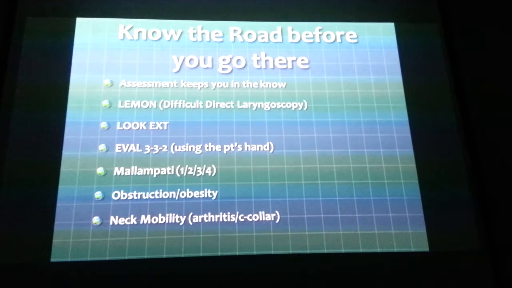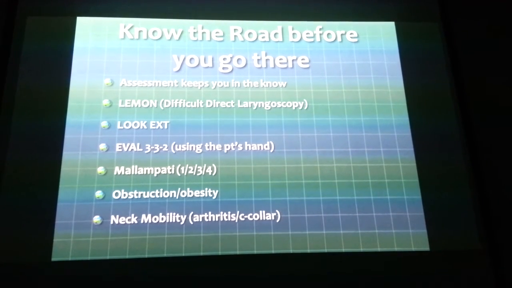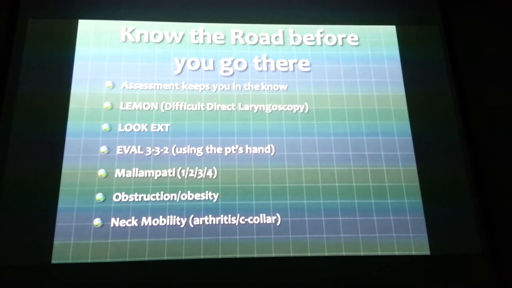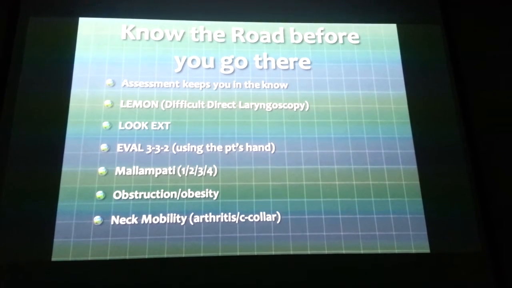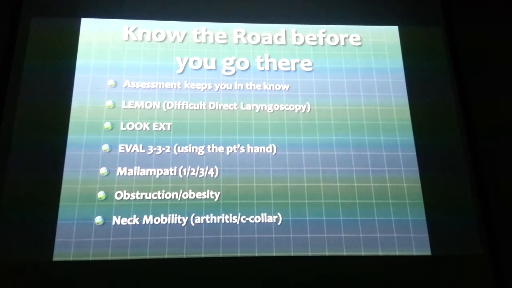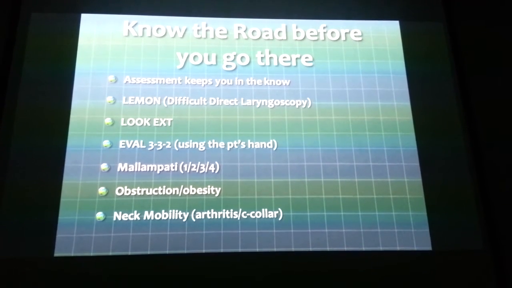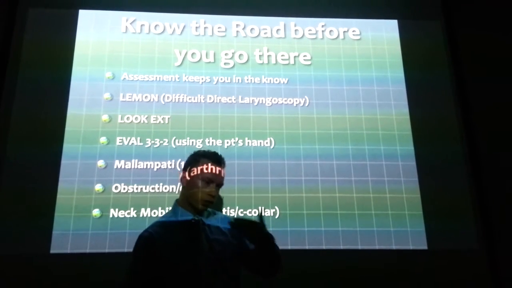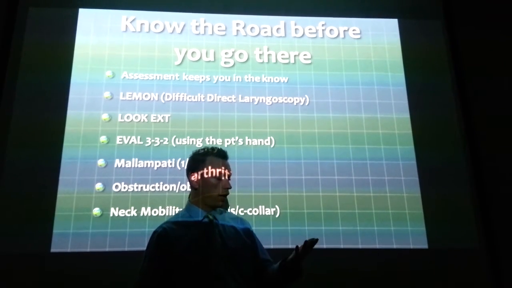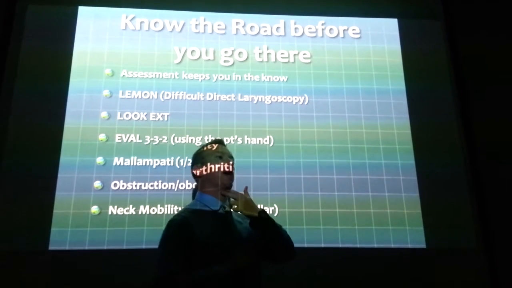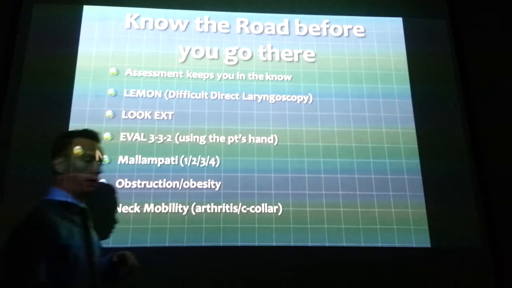Know the word before you go. Grab the map. Assessment keeps you in the know. So, LEMON, our mnemonic for difficult direct laryngoscopy. L, look externally: prominent incisors, excessive overjet, also known as Dracula teeth. Evaluate 3-3-2, using the patient's hand. That 3-3-2 rule: can you put the patient's three fingers in their mouth? Then three fingers from hyoid bone to chin, and two fingers from Adam's apple to the top of the hyoid bone.